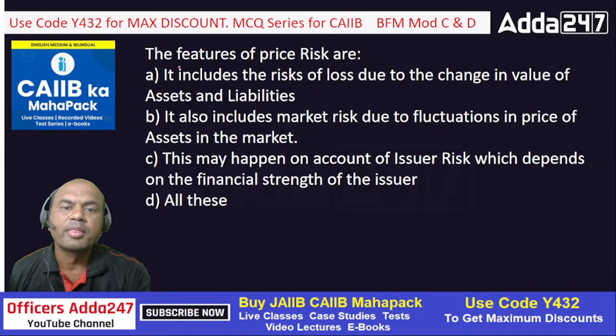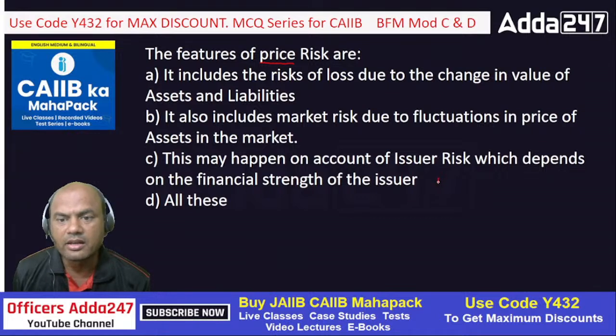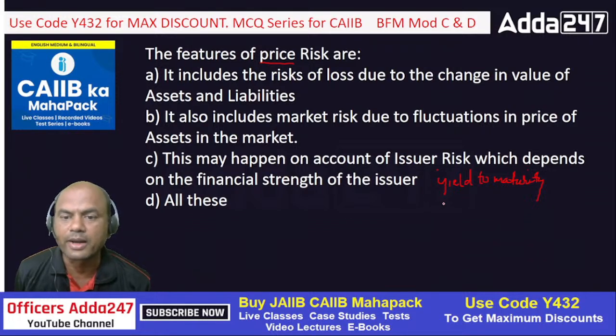Next one. The features of the price risk are. Now what is price risk? Just now we discussed it. Let me give you the relationship between the price and the yield. In any bond market, yield to maturity, in fact YTM we call it, is always in inverse proportion to price. Okay, means if the yield goes up, the price of my bond will go down.